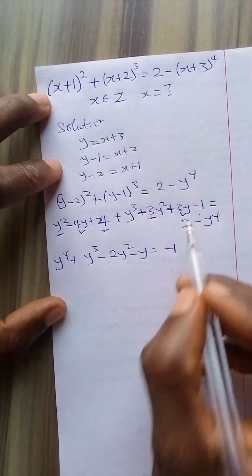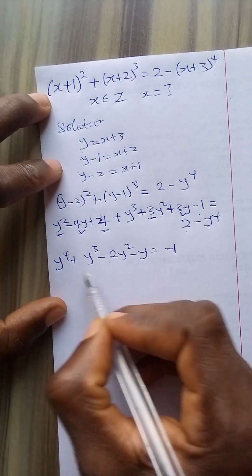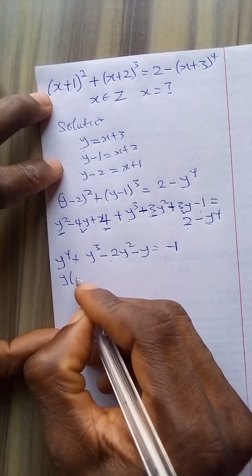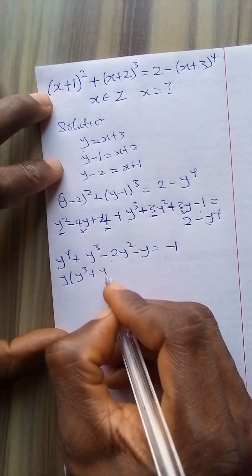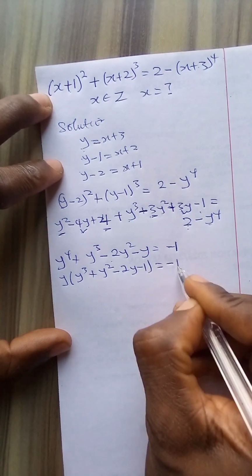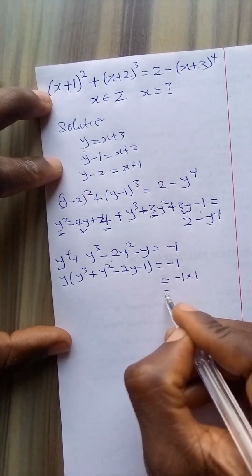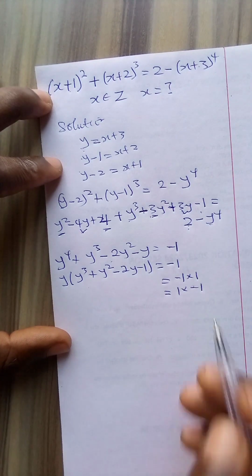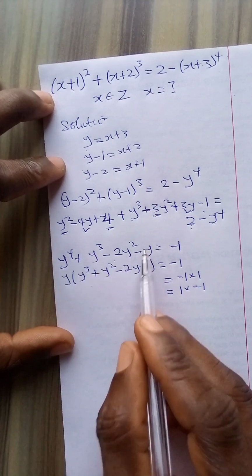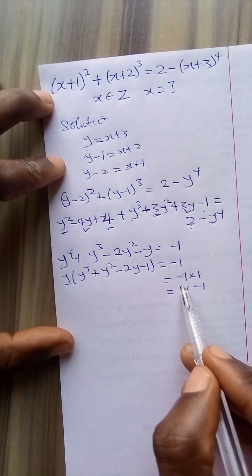The reason I am moving the terms without the unknown variable is because I want to factorize the left hand side. Now if I factorize the left hand side, I have y times bracket y to power 3 plus y to power 2 minus 2y minus 1 is equal to minus 1. Now minus 1 can be written as minus 1 times 1 or 1 times minus 1. What I will need to do, instead of factorizing this polynomial expression, is to equate each term in the left hand side to each term in the right hand side.